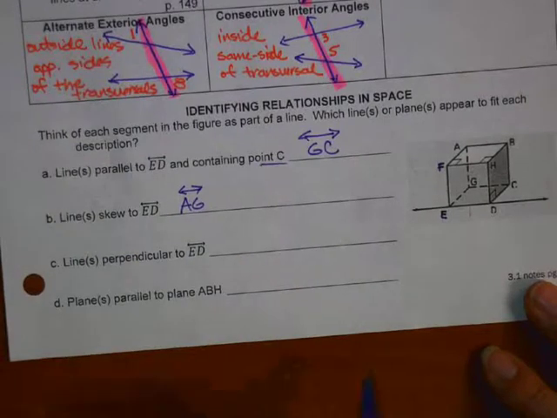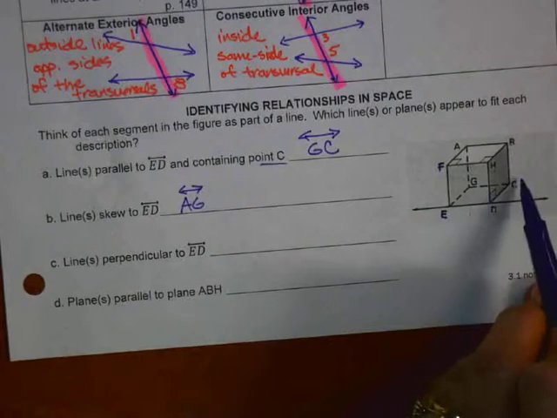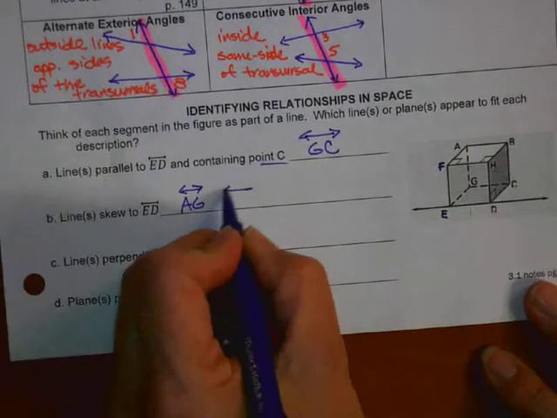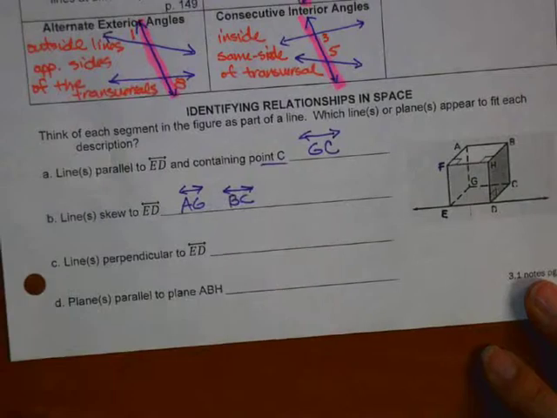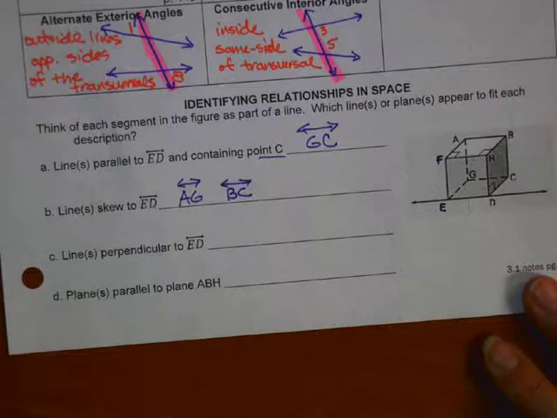Let's see, BC. BC is back here. Yes, it would be. It's skew. It's not going to intersect and it's not on the same plane. 2 more. Which one? CA. Well, we're not going to go that way. That probably would work. But there's two others that are part of the actual diagram.